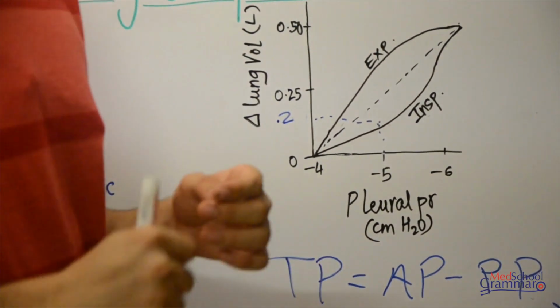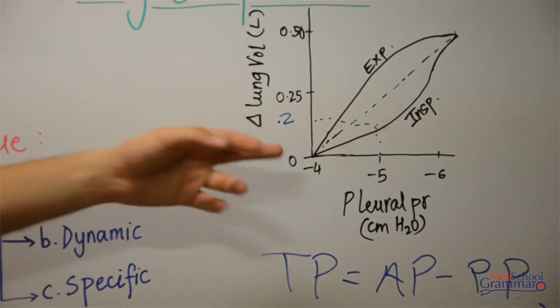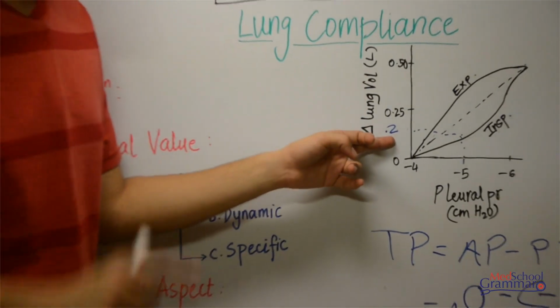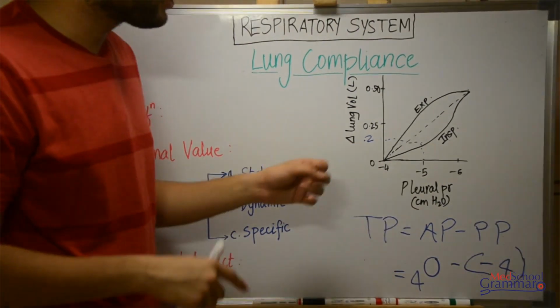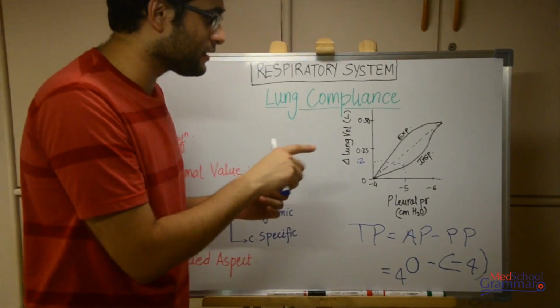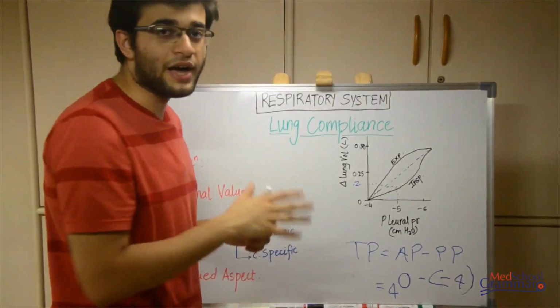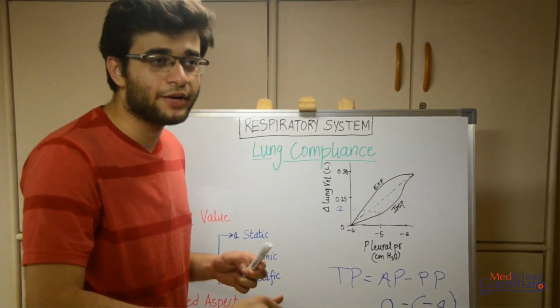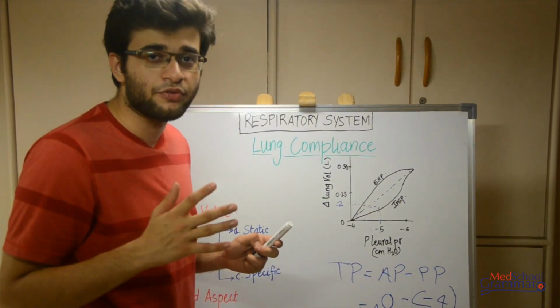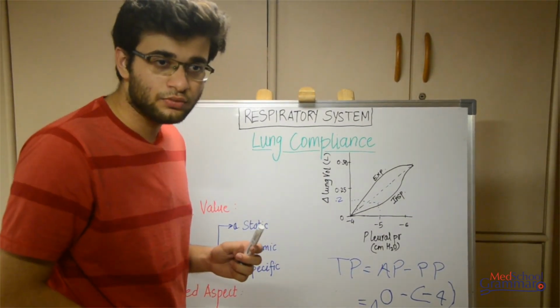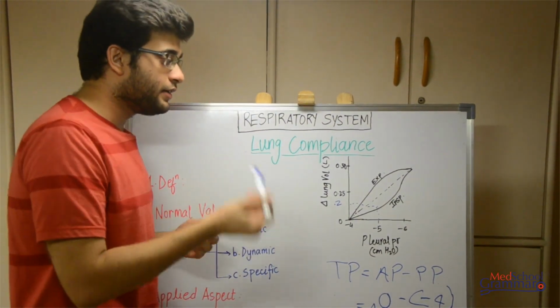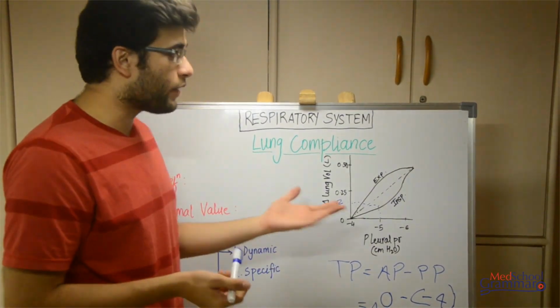Now moving on to the different types. As I mentioned already, the graph that we obtained was for static lung compliance, because during the recording of this graph, we asked the person to stop at regular intervals to make the alveolar pressure equal to atmospheric pressure so that it is zero. This is one way of measuring.